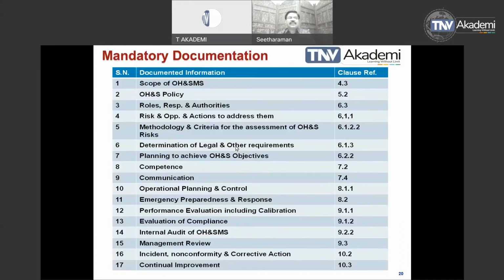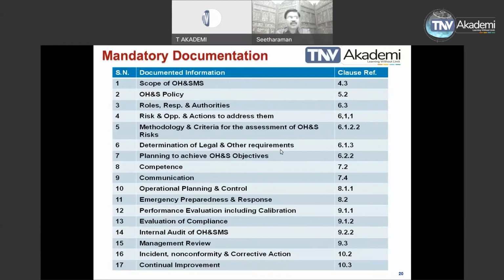So some of the mandatory documentation I'm giving here along with the clause reference so that you can understand. There are totally 17 mandatory documents which we suggest for all organizations to implement. Scope under clause 4.3, it is important. Then the occupational health and safety policy under 5.2, and role, responsibility and authority under 5.3, and risk and opportunity actions to address them under 6.1.1, that is also important. Then methodology and criteria for the assessment of occupational health and safety risk. How are we going to assess the risk and hazards? That has to be clearly mentioned upfront. So that methodology has to be documented.